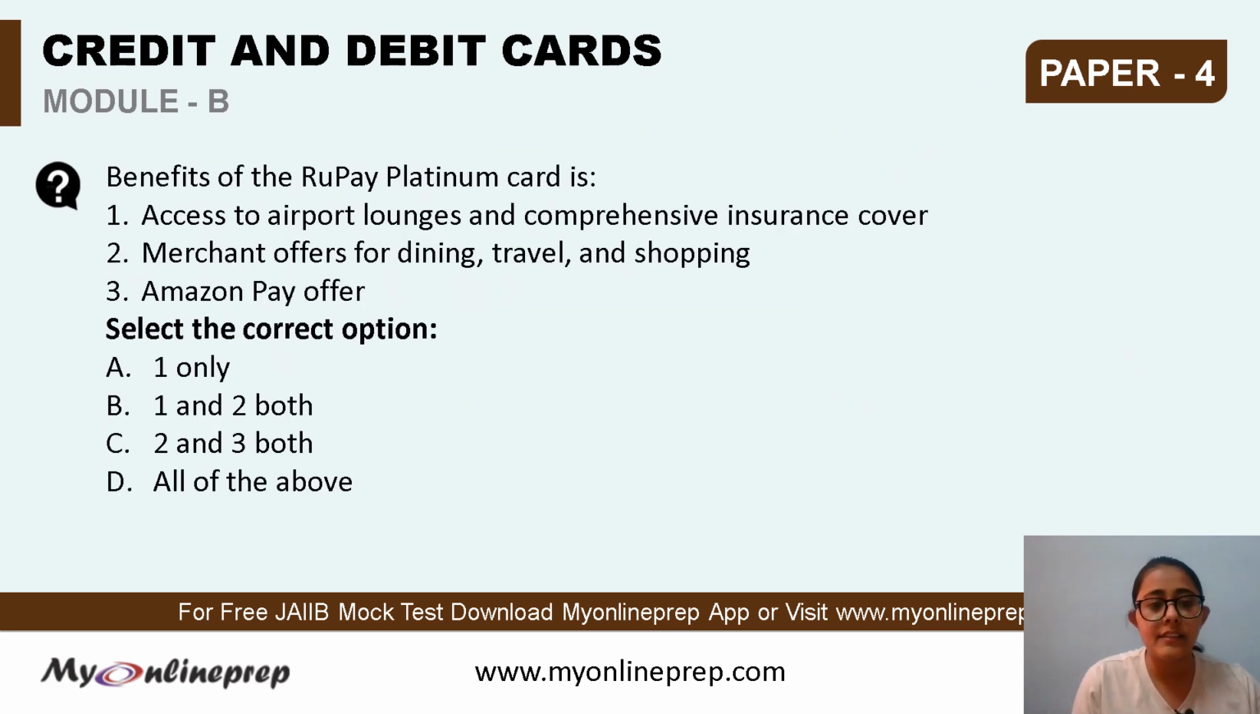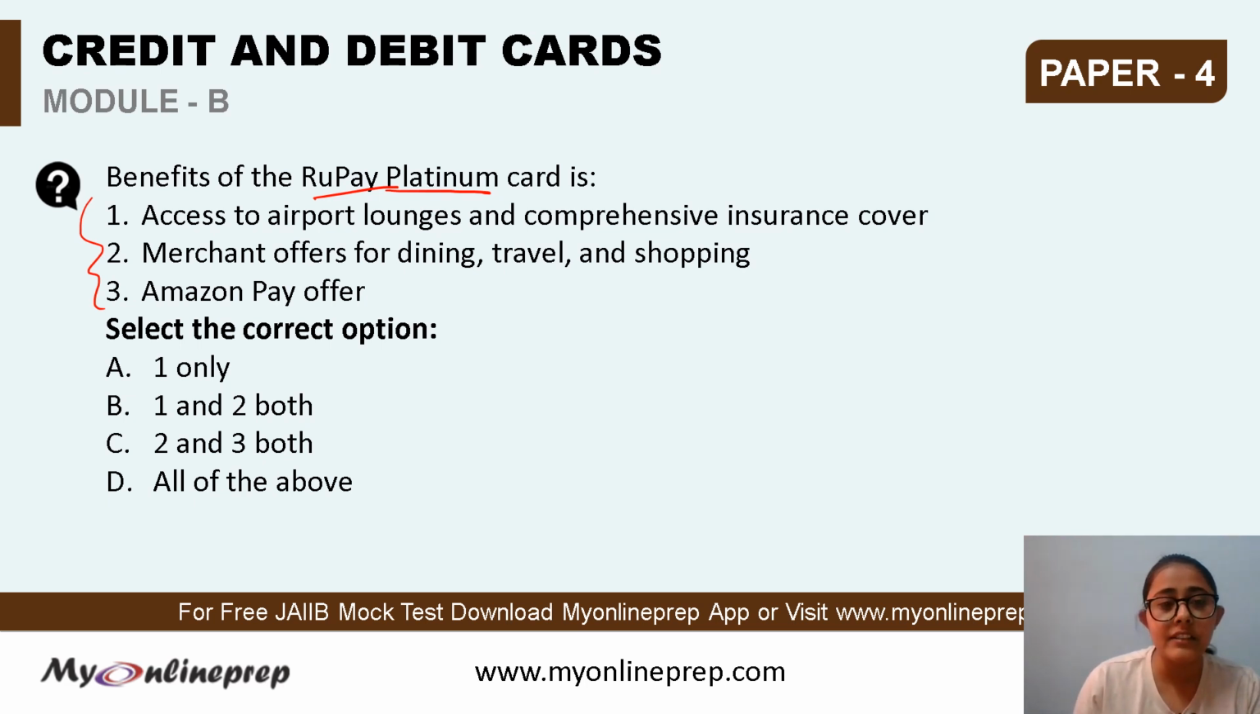Here the question says benefits of the RuPay Platinum card set. So in the last question we discussed that there are various types of cards that are offered under RuPay. So here it is asking about the Platinum cards, and it is again a statement type question. So you need to read the statements first. First statement is access to airport lounges and comprehensive insurance cover. Second, merchant offers for dining, travel and shopping. And third, Amazon Pay offer. So out of these statements, which statements are correct for RuPay Platinum card? Options are 1 only, 1 and 2 both, 2 and 3 both, or all of the above.